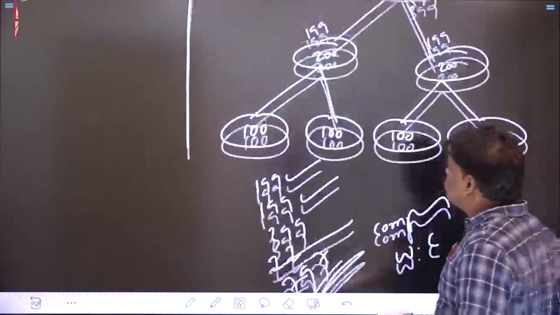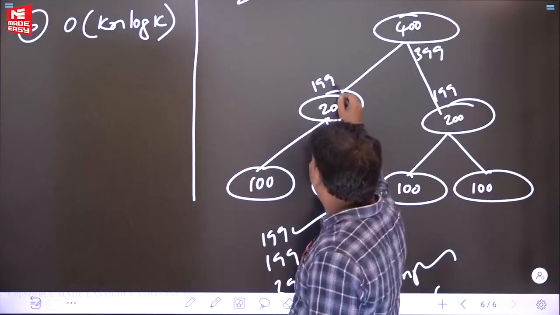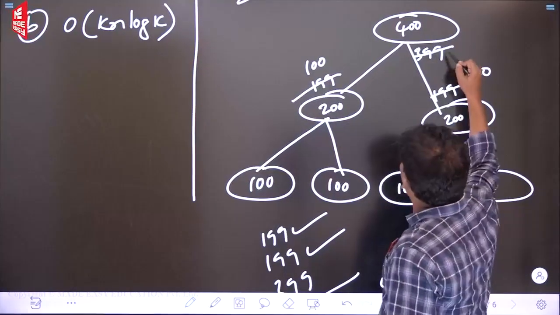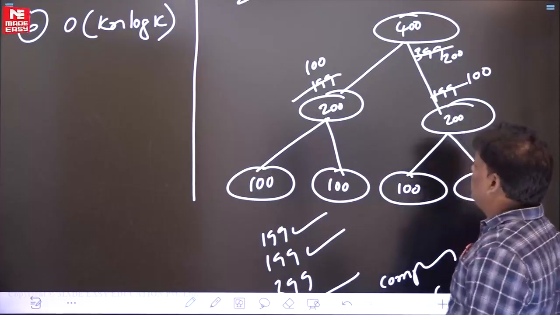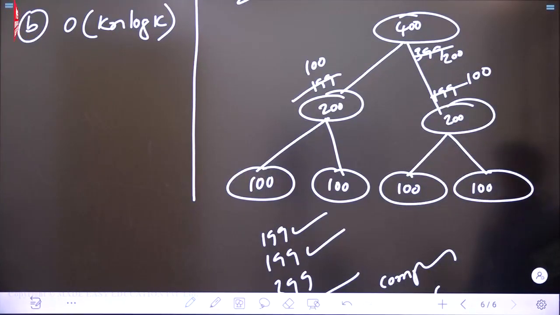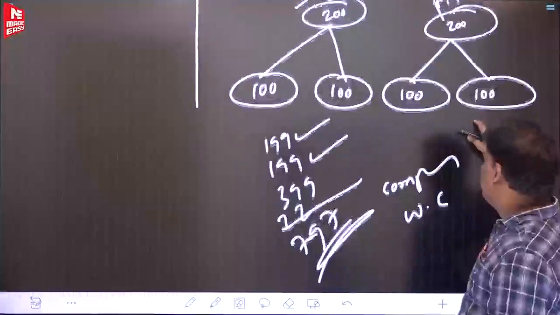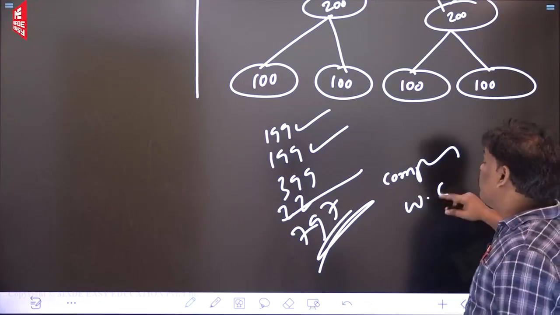Can you help in the best case? What will happen? Here 100 will come, best case. Here also 100 will come. Here 200 will come. Totally 400. 100 plus 100 plus 200 goes to 400. 400 is the best case comparison, right? Next one, worst case comparisons are going to be 797.